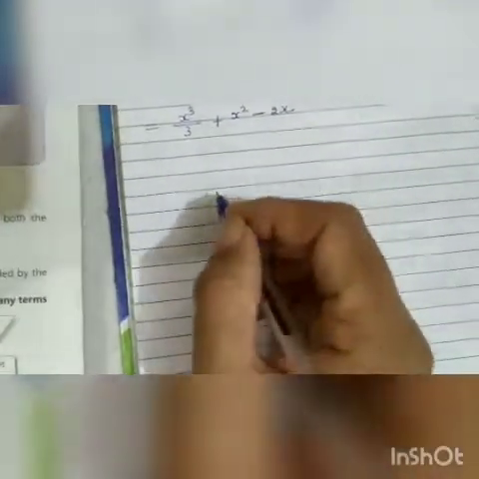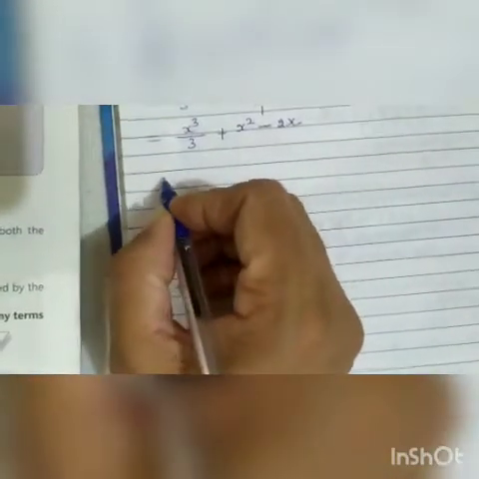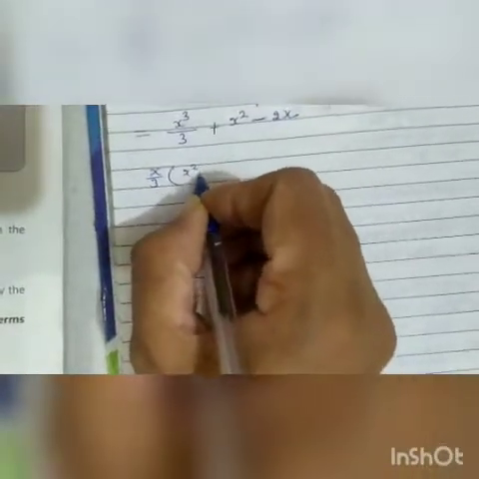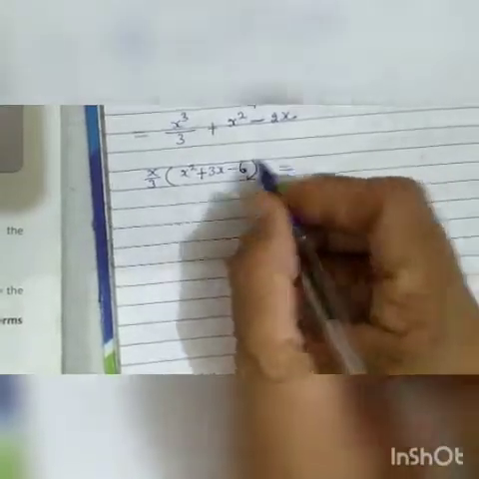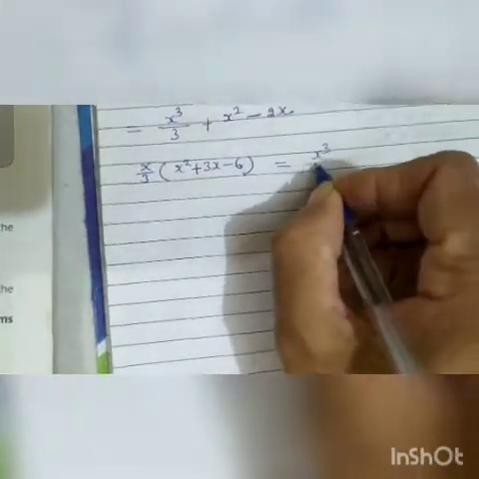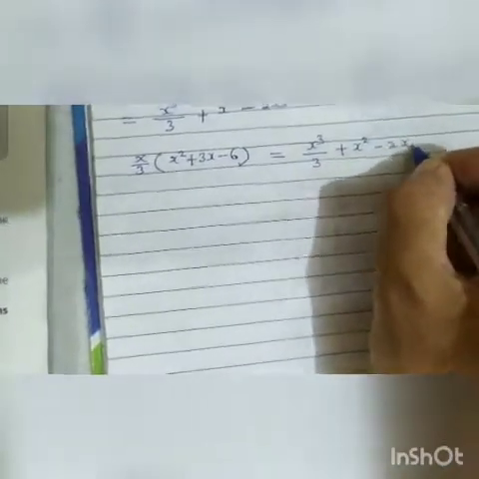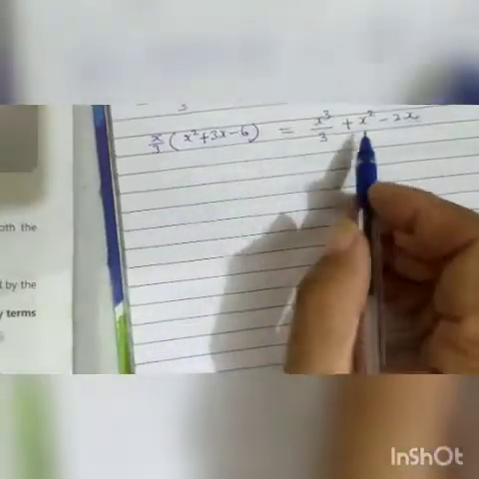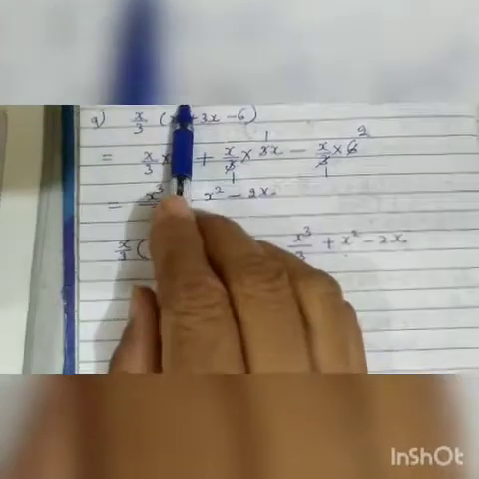How? See, if we write it like this, this is x upon 3 multiplied by x square plus 3x minus 6. This is the question, and this is its answer, x cube upon 3 plus x square minus 2x. So we will put the value x equal to 2 in both sides.